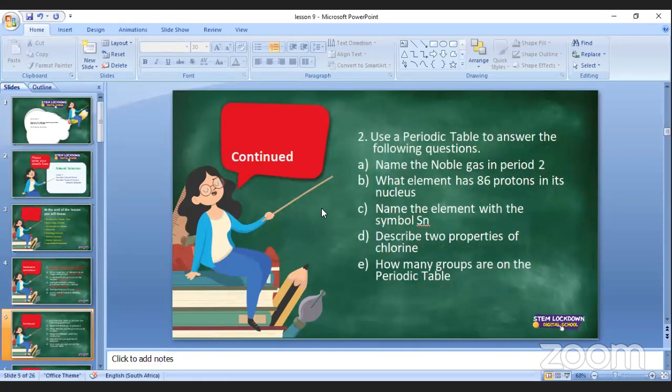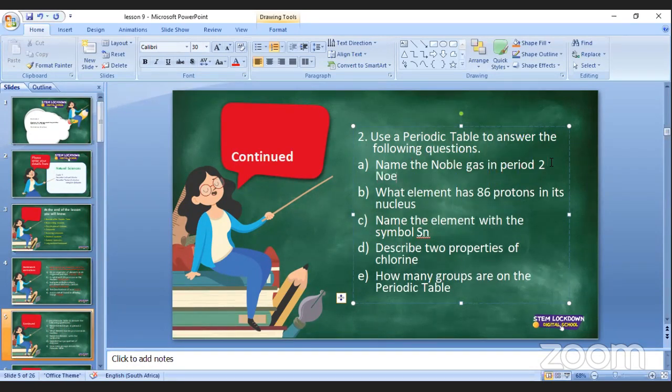Number 2, use your periodic table to answer the following questions. They said to you, name the noble gas in period 2. A noble gas in period 2, what is it? It is going to be neon. Neon gas. That is a noble gas that is found in period 2, grade 9s.